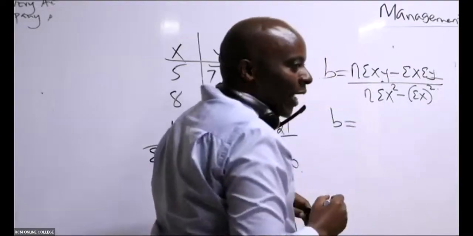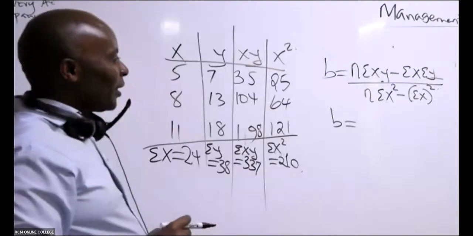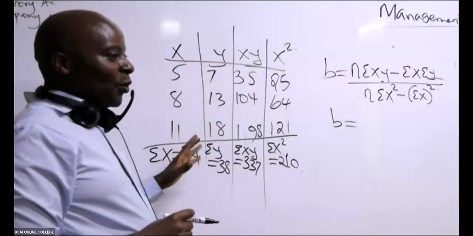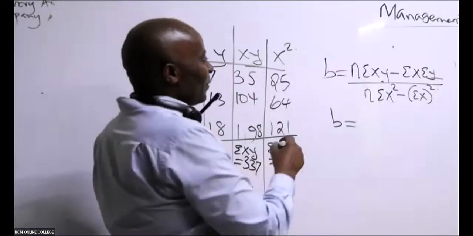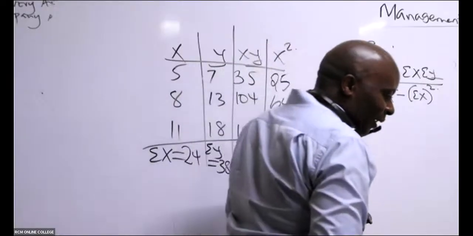So we know what our N is in this case. The points: 1, 2, 3. N is 3, the number of points xy. So N is 3 there.